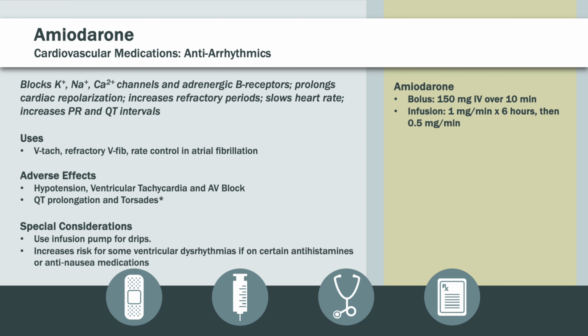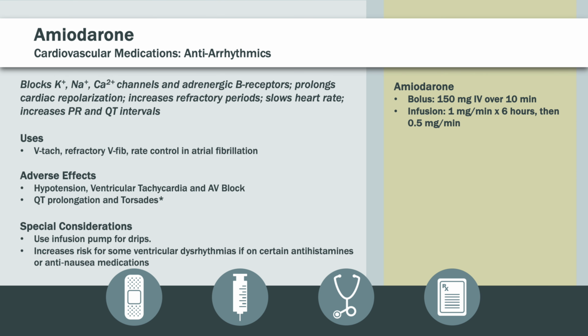Amiodarone is a broad-spectrum anti-arrhythmic. It affects multiple ion channels including potassium, sodium, and calcium channels, along with some beta-adrenergic blockade. Functionally, this means it slows conduction, prolongs repolarization, and increases myocardial refractory periods. On the EKG, this most commonly shows up as prolongation of the PR and QT intervals, along with an overall slowing of the heart rate.